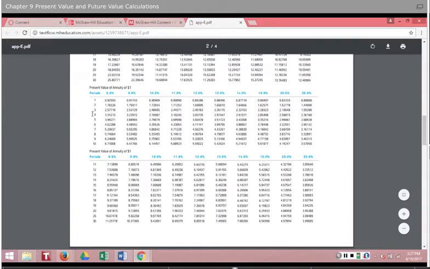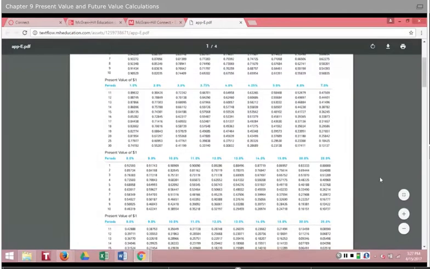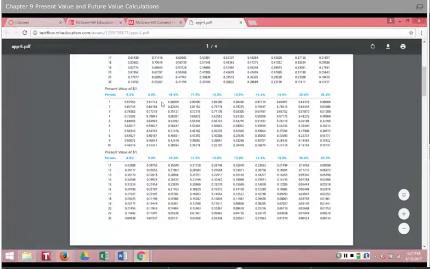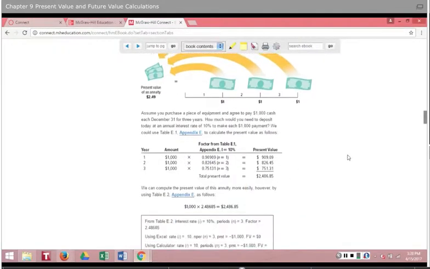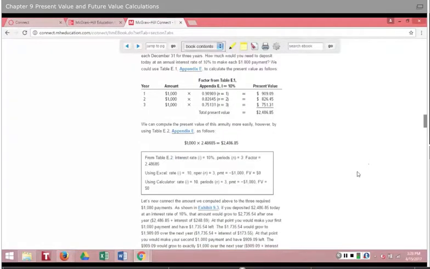So if we go to n equals 3 at 10%, notice it pulls that accumulated figure, which would be the same as using the present value of a single sum, where we would add and combine those three amounts. So the shortcut is to use the annuity table if the amount is the same, if the interest is the same, and the length of the period is the same for each deposit or each payment.